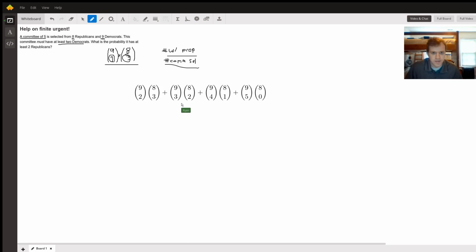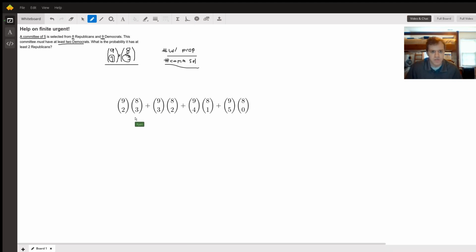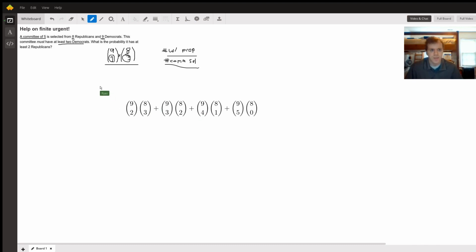Okay, so this is our denominator here because we have 9 choose 2 times 8 choose 3, and we're adding, right, because these are different, distinct possibilities. This is selecting 3 Democrats and 2 Republicans, 4 Democrats and 1 Republican, 5 Democrats and 0 Republicans. And these are all possible committee selections. We can't have less than 2 Democrats, right? Because the committee must have at least 2.